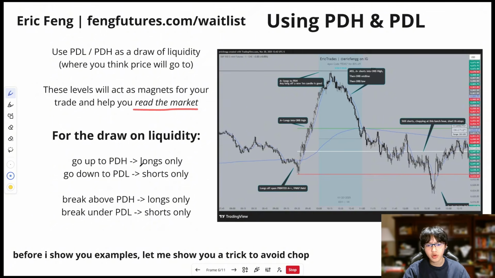So for the draw on liquidity, if we think it's going to move up to previous daily high, then we're only looking for longs. And if we think it's only going to go down to previous daily low, then we should only be looking for shorts to previous daily low. And if we break above the previous daily high with confirmation, then we look for longs. And if we break underneath the previous daily low, then we only look for shorts.